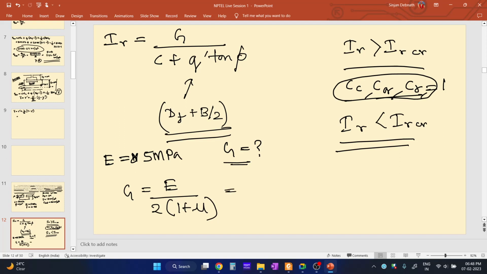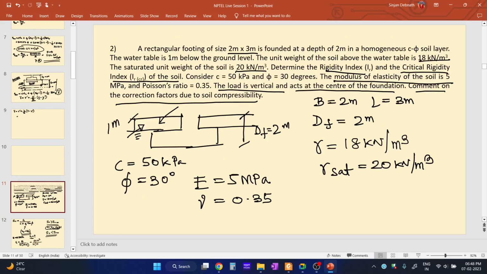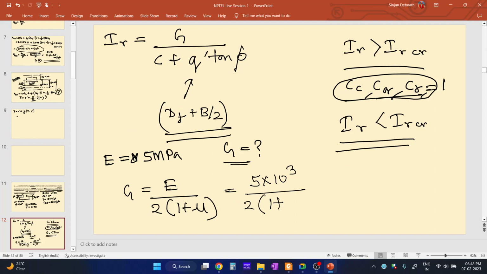So what is the value of E? E is 5 MPa, that means 5 into 10 to the power 3 kilonewton per meter square, divided by 2 into (1 plus the Poisson's ratio). The Poisson's ratio is 0.35. If you calculate this, the G value will be 1852 kilonewton per meter square.